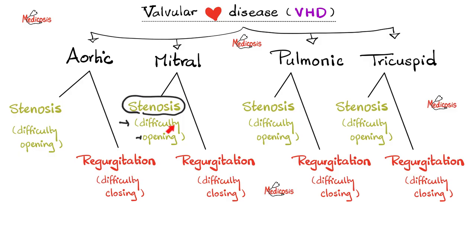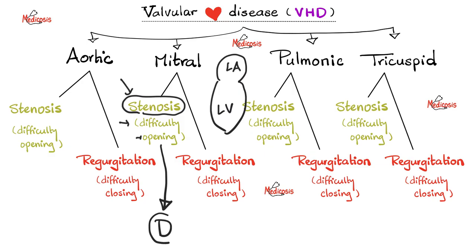When is the mitral valve supposed to open? The mitral valve is supposed to open during diastole to allow the blood to flow from the left atrium to the left ventricle. And because the mitral valve is supposed to open during diastole, therefore mitral stenosis is a diastolic murmur.